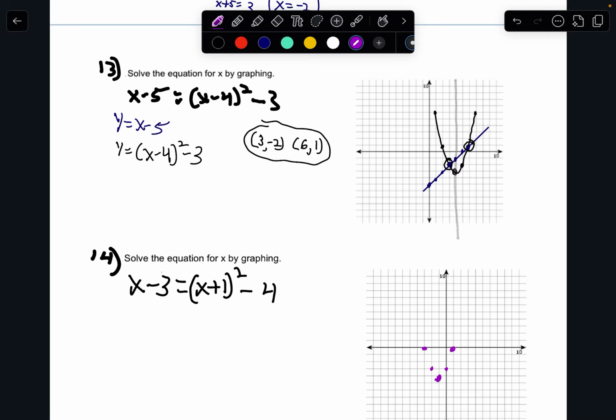We go to the right 1, 2, 3. 3 squared is 9. We go up 1, 2, 3, 4, 5, 6, 7, 8, 9. And we do it to the other side also. And then we just connect. I didn't hold it.